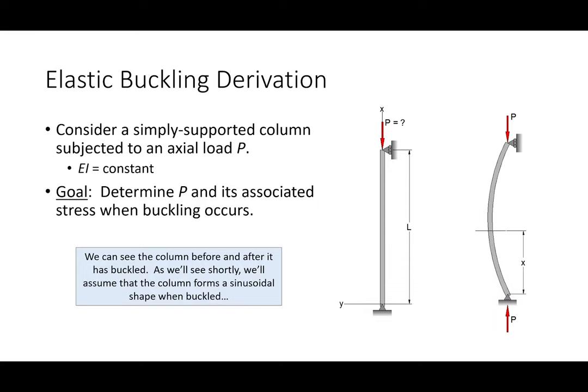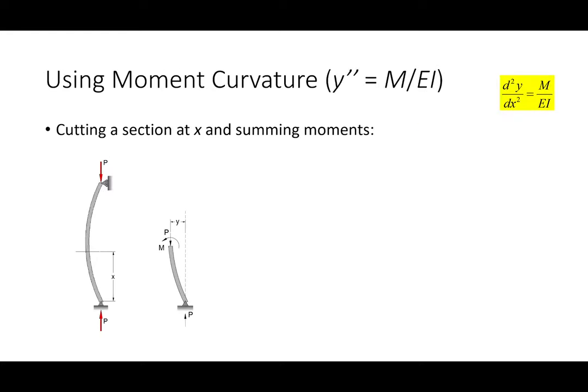I'll say one thing about this, and then I'll move on: this is what the buckled column looks like. This curve, I'm assuming, is sinusoidal. In other words, it's a trig function, okay? You're going to see why in a little bit, but if you're wondering what shape that is, we're going to say it's trigonometric or sinusoidal, okay? And you'll see why here in a second. Okay, everybody good?